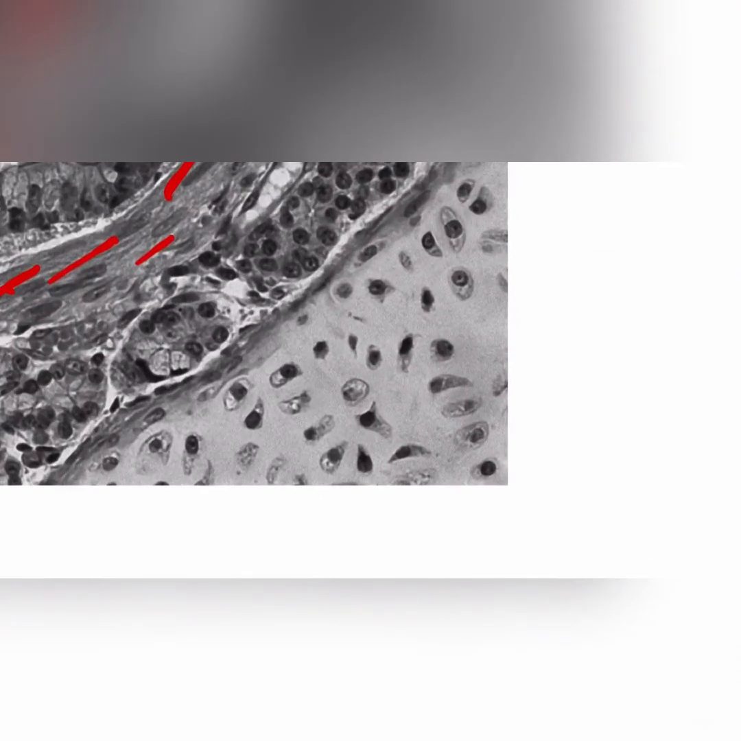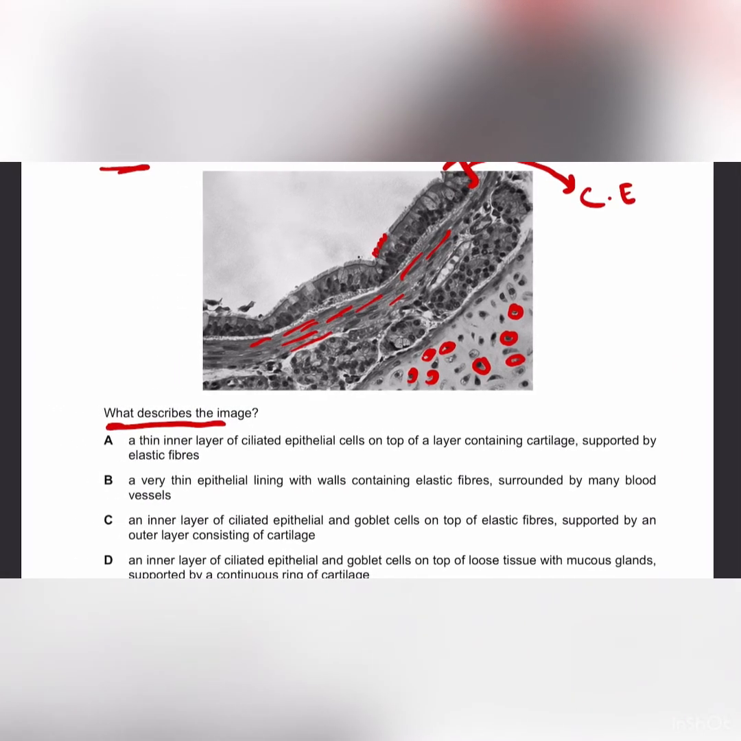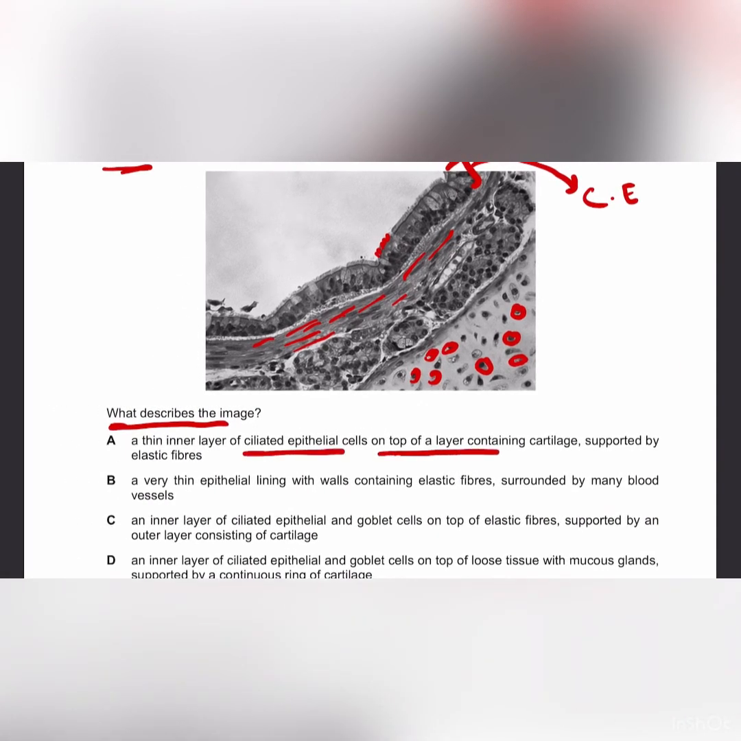And this is the cartilage. Whenever you see dispersed cells, whenever there are a lot of gaps between the cells, this is the cartilage. Okay. What describes the image? A thin layer of ciliated epithelial cells on top of a layer containing cartilage supported by elastic fibers. No, ciliated cells are not on top of cartilage. Right on top of the cartilage, we have the mucous glands, then we have the elastic fibers.